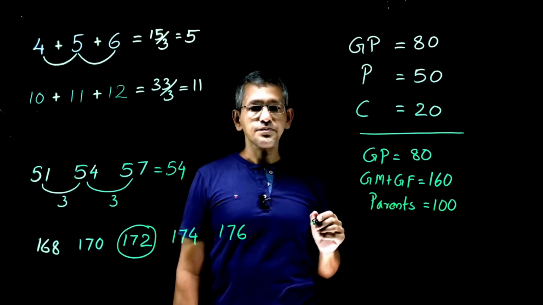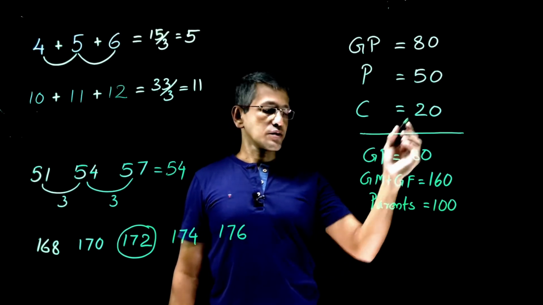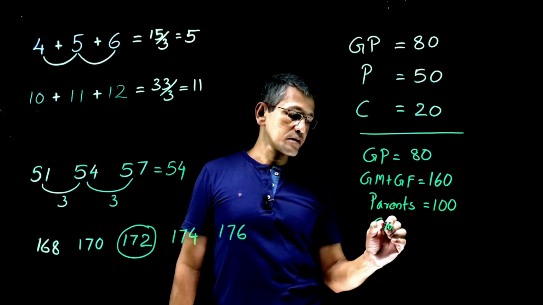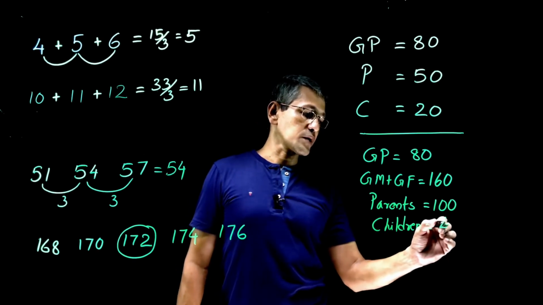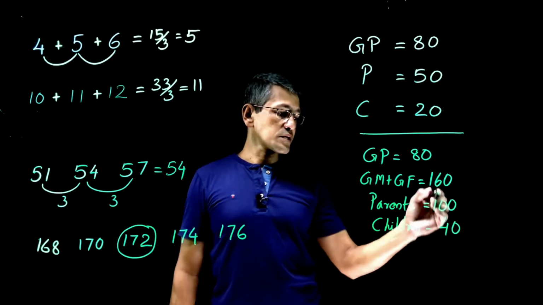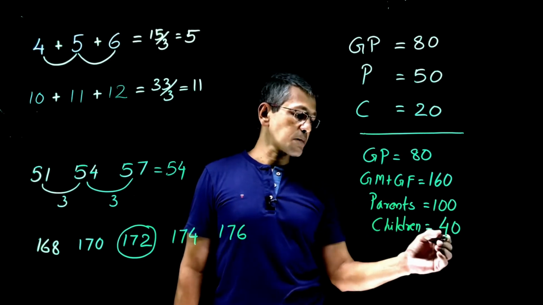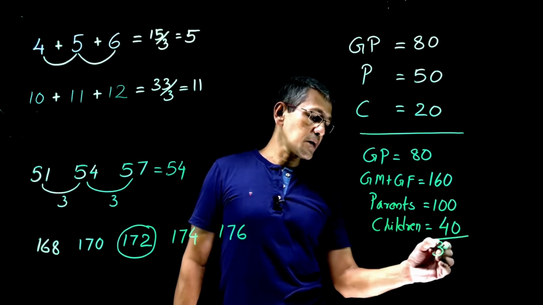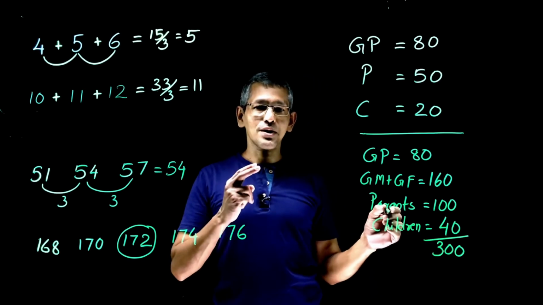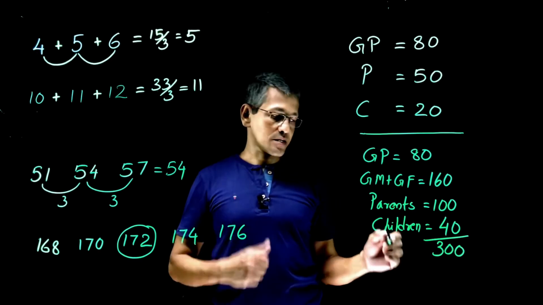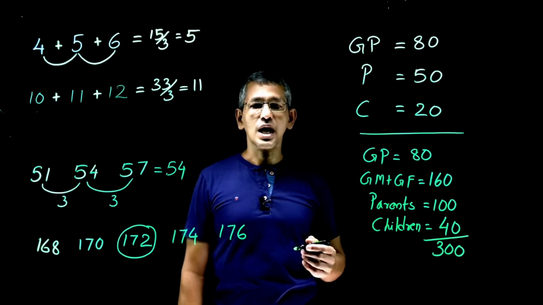Now C. C means children. The average of children is 20, so the total age would be 40. So we need to add it: 160 plus 40 is 200. 200 plus 100 is 300. 300 by how many persons are there? 2 grandparents, 2 parents, right? Then 2 children, total 6. So 300 by 6, the answer is 50.